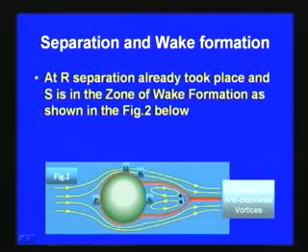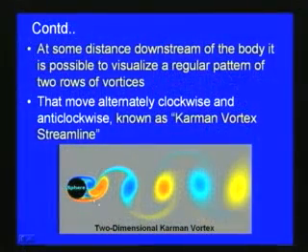So, you can see that one clockwise and one anti-clockwise vortex are formed within this wake. This is what we can generally observe. We can easily visualize through experiments how this separation and then the wake formation takes place. Now, as I mentioned, after the separation starts and the separating streamlines are identified, at some distance downstream of the body we can visualize a regular pattern of two rows of vortices. With respect to this slide it is very much clear.